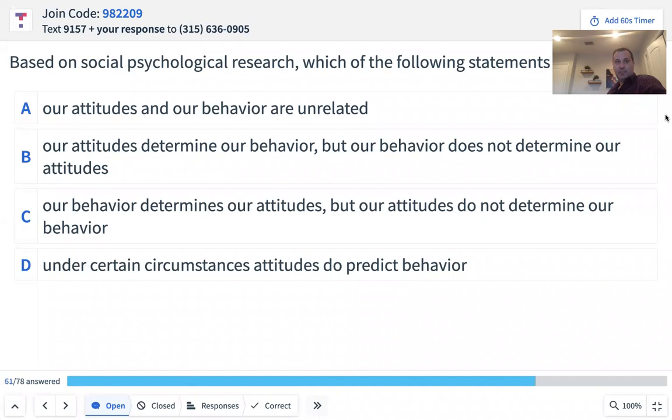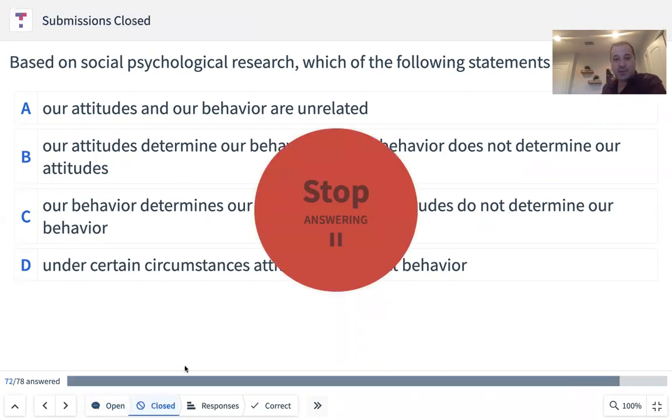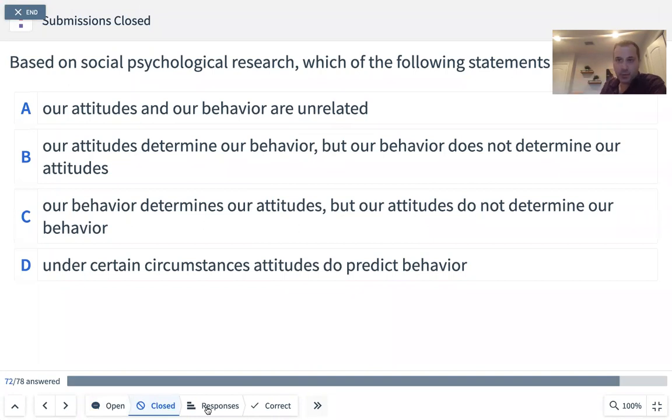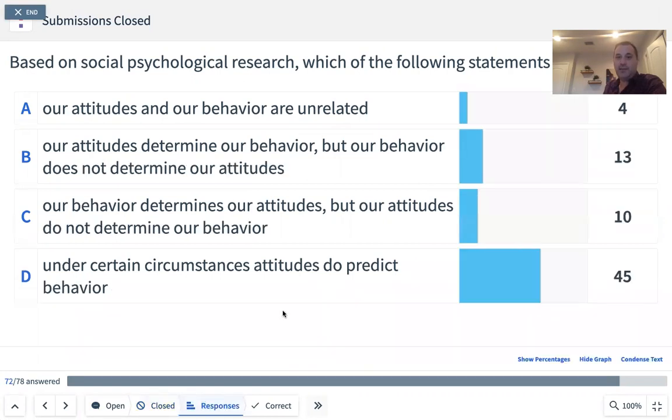And you've got 10 seconds. 3, 2, 1. All right, well, this was kind of the main question that we were addressing in the attitude section. And despite some research initially showing that there was no relationship between attitudes and behaviors, we did eventually discover that under certain circumstances, attitudes do predict behaviors. That's option D.